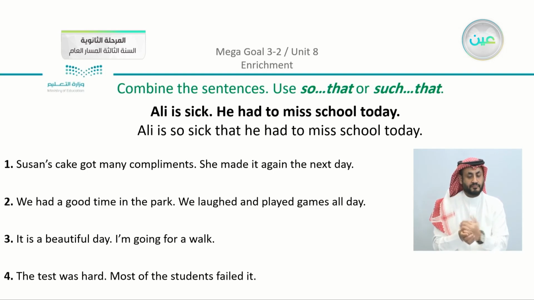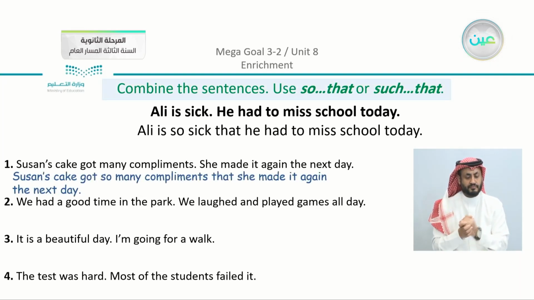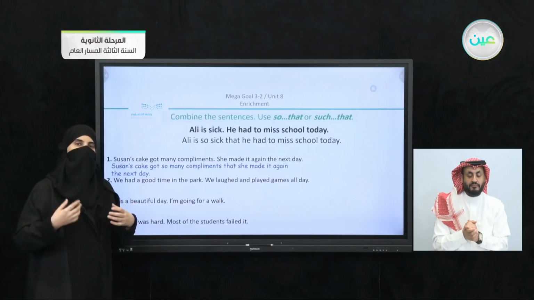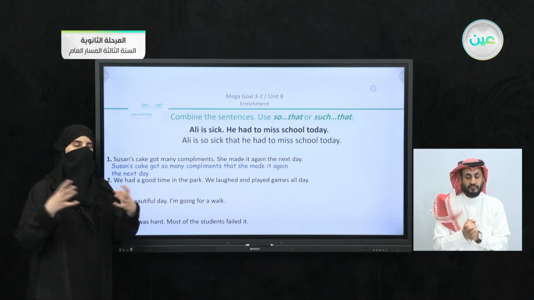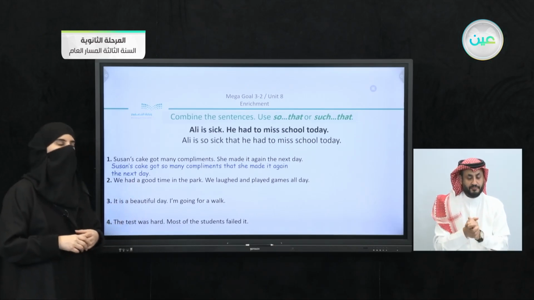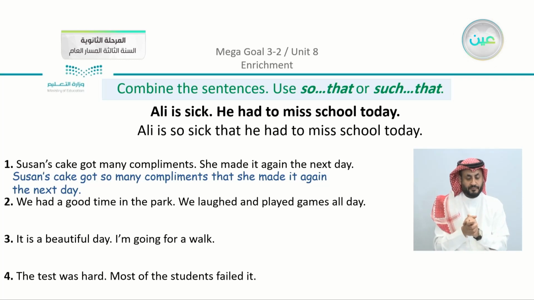So we can say that Susan's cake got, we have here, Susan's cake got so many compliments that she made it again the next day. So you have to be careful. You have to know exactly where to put the two words so they can be combined, or they can just combine the sentences into one. After that, we have number 2. We had a good time in the park. We laughed and played games all day.